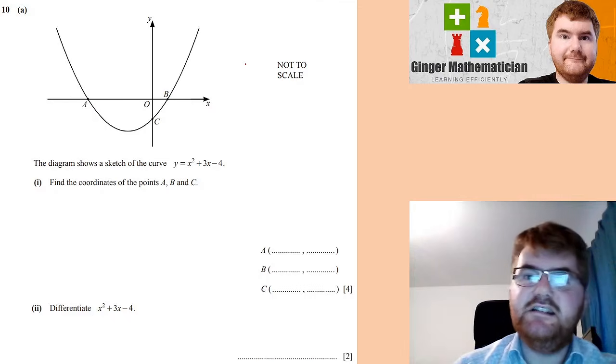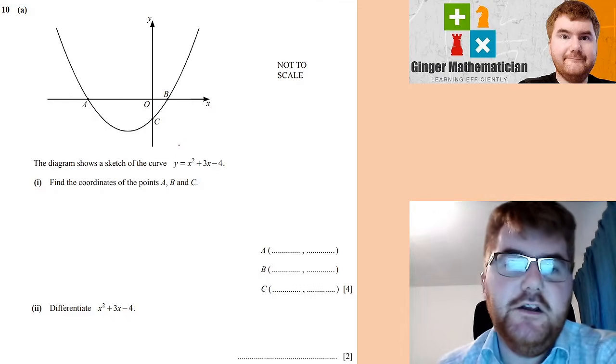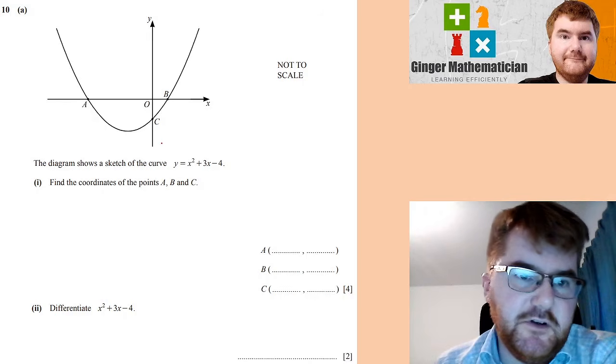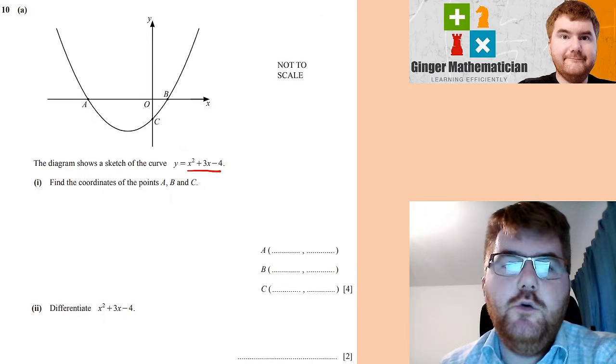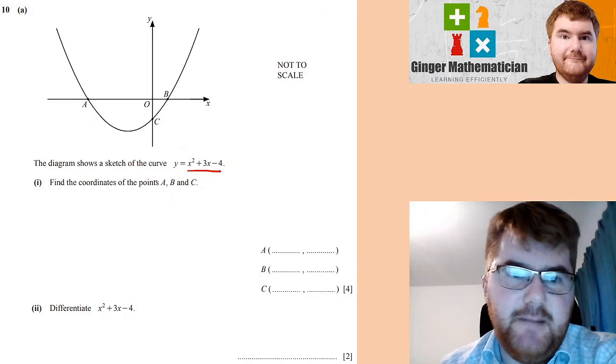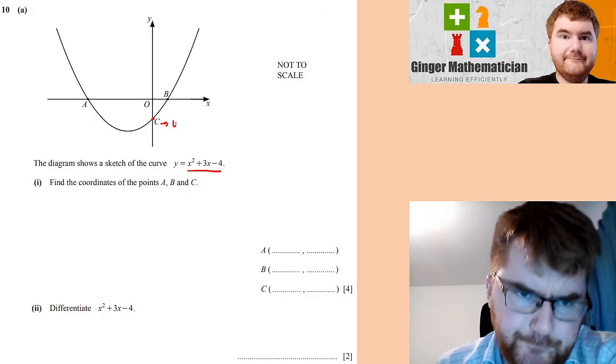Okay, and here's another very typical paper 4 question with differentiation integrated in there. We're going to do some work with curves. So we've got the sketch of the curve x squared plus 3x minus 4, and we need to find the coordinates of A, B, and C. Well, C is the easiest one because that is the y-intercept.